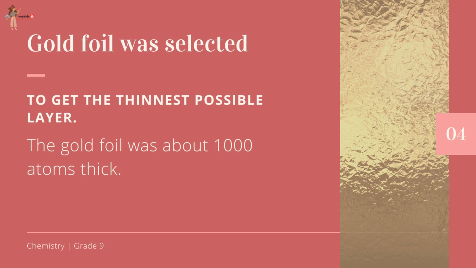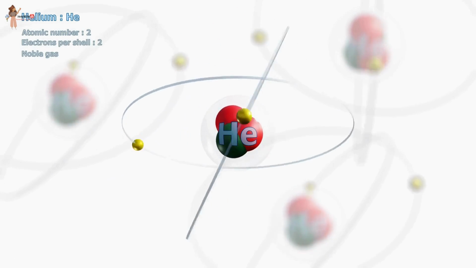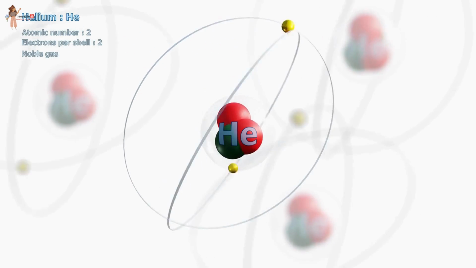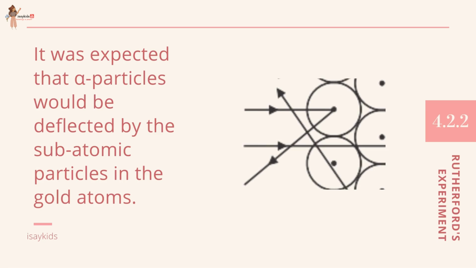Why gold foil? Because he wanted a layer as thin as possible. This gold foil was about 1000 atoms thick. What are alpha particles? Well, these are doubly charged helium ions. Since they have a mass of 4u, the fast-moving alpha particles have a considerable amount of energy.